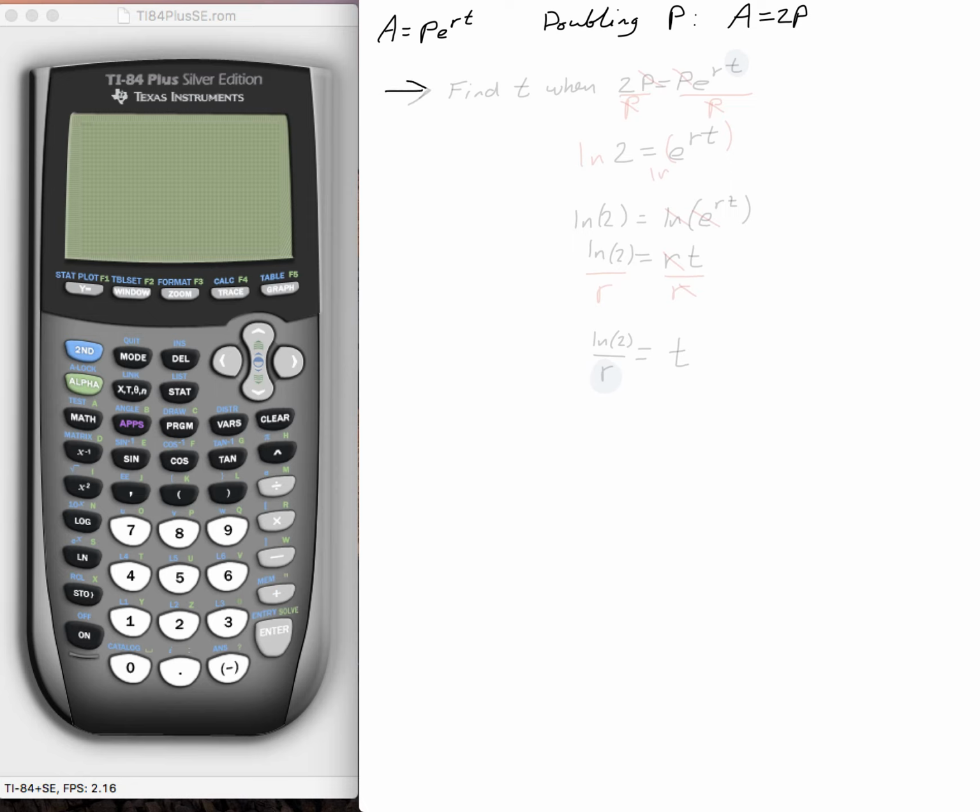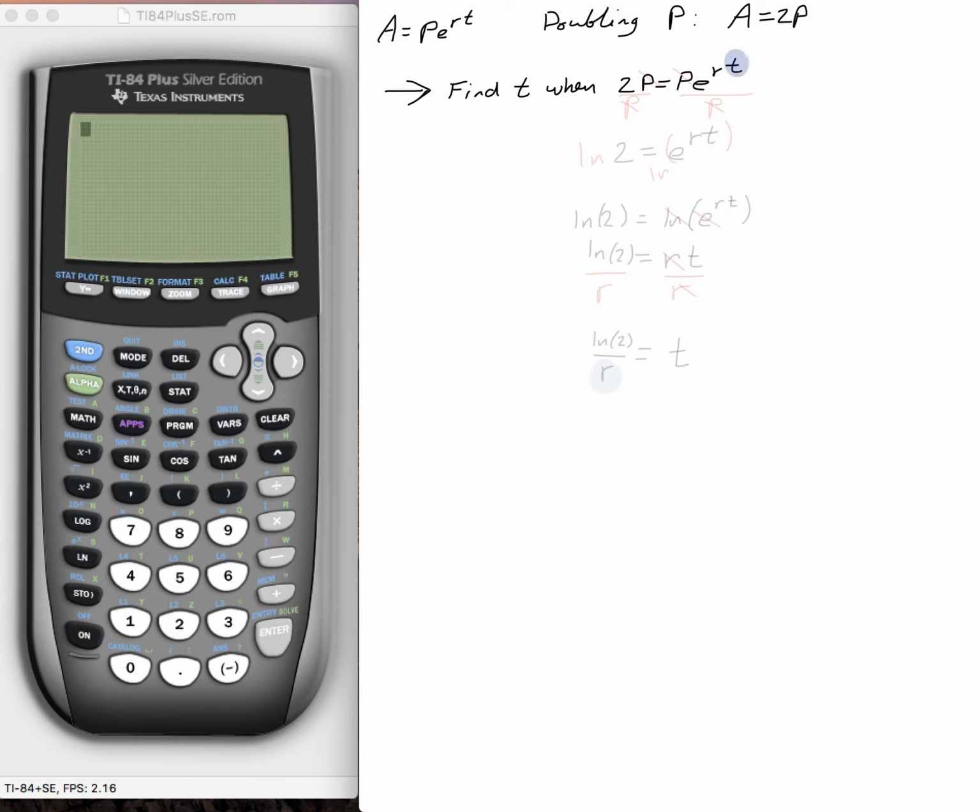Okay, so putting that all together, we want to find T when the final amount is equal to 2p. In other words, when 2p is equal to p times e to the RT, the final amount. So this formula is actually pretty easy to solve. We're going to hold p and r constant and just see what time is involved. Okay, so we want to solve for t in this case.